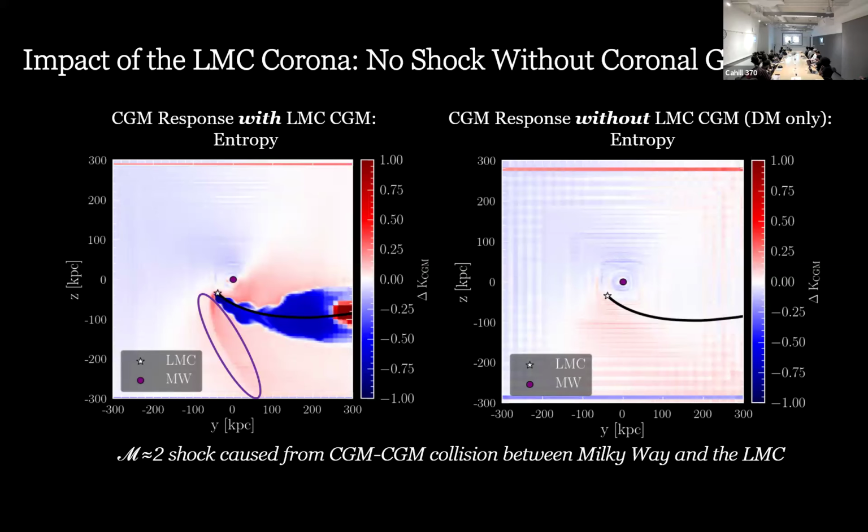And needless to say, it's also quite huge, on the order of the virial radius of the halo. And this is because if you have a CGM of the LMC that stretches out to its virial radius, it's a much larger surface area for this collision to occur. And so as a part of that, you get these very large features.